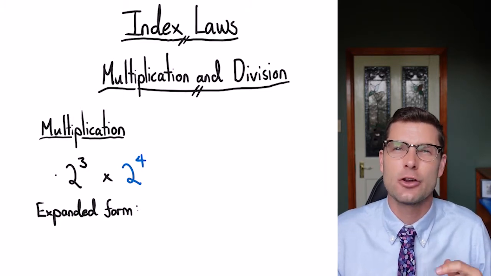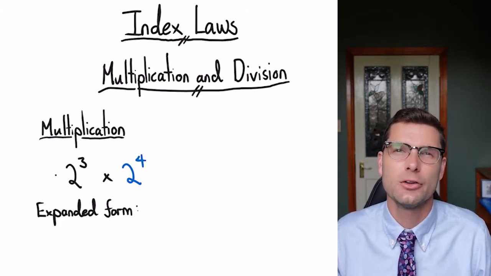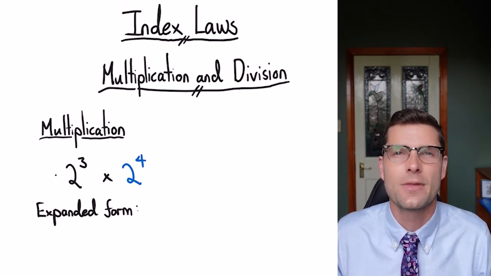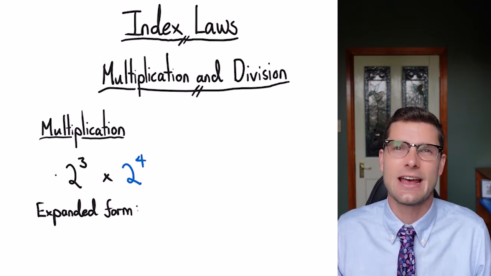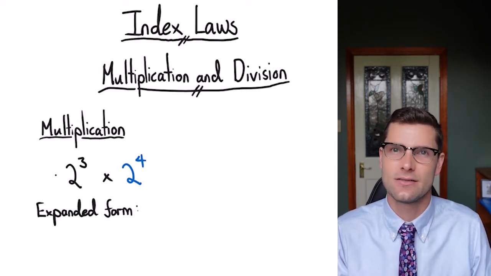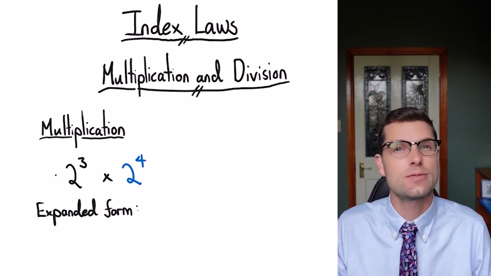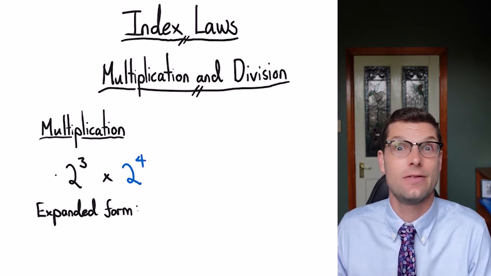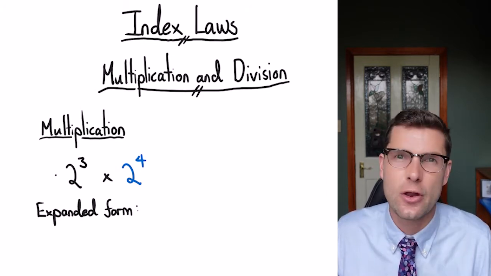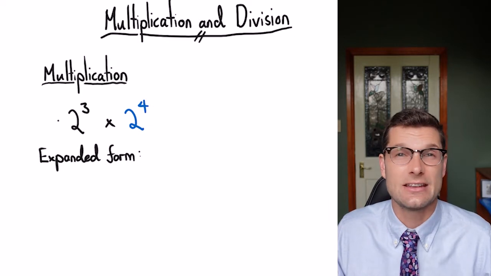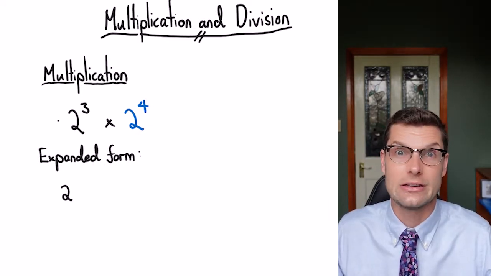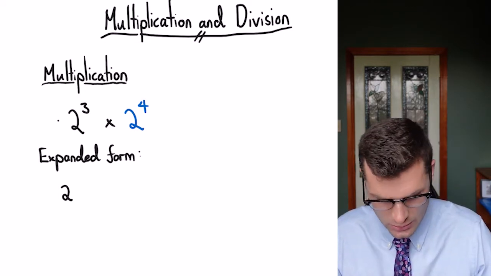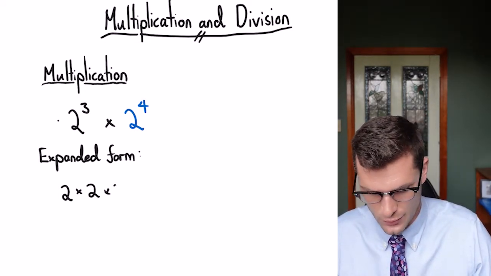In this example here, we've got 2 to the power of 3 multiplied by 2 to the power of 4. What we really need to remember is that an indice is just saying, hey, this base, this thing at the bottom, is just multiplied by itself this many times. So for 2 to the power of 3 here, what that's saying is I've got 2 multiplied by itself 3 times. So this becomes 2 times 2 times 2.